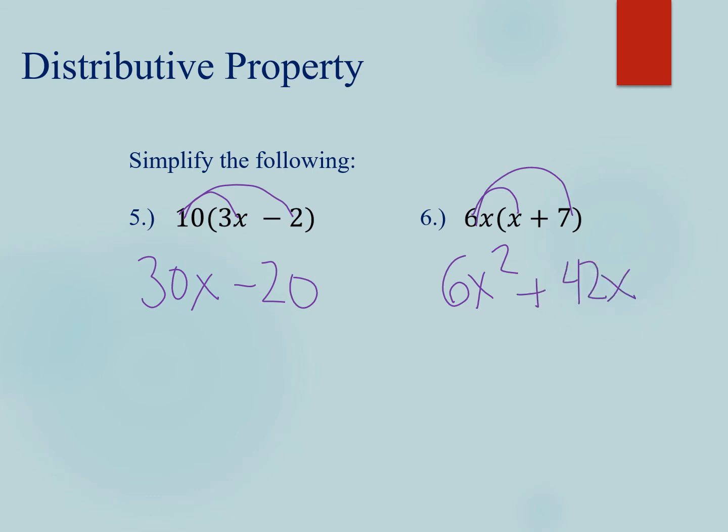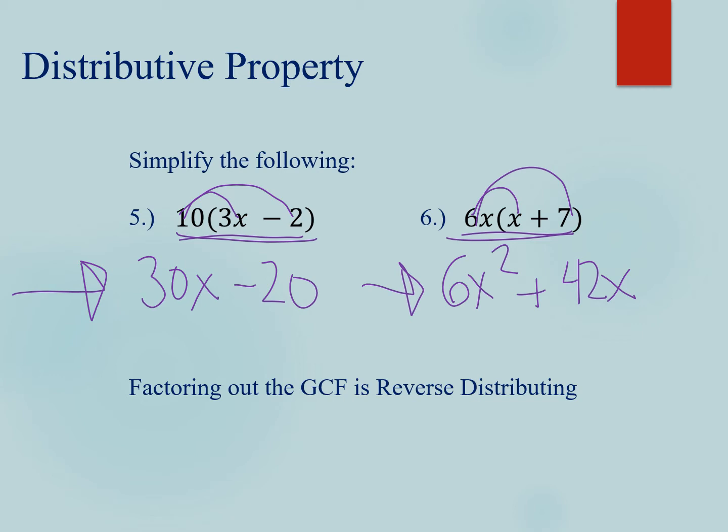Okay, so in our last unit, we were given something with those parentheses. This unit, we're going to be given something like what we got for our answers here on 5 and 6, and we're going to go backwards to the problem. So factoring out that GCF is reverse distributing. We're going to be doing the opposite. We're going to go back to that distribution.